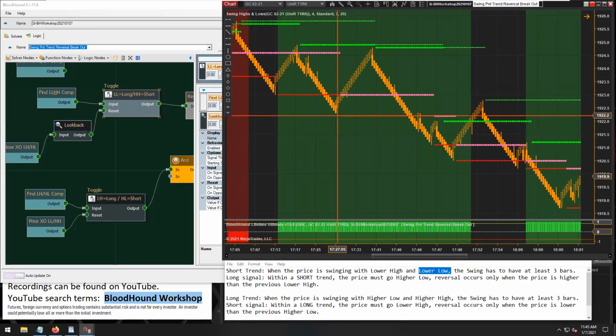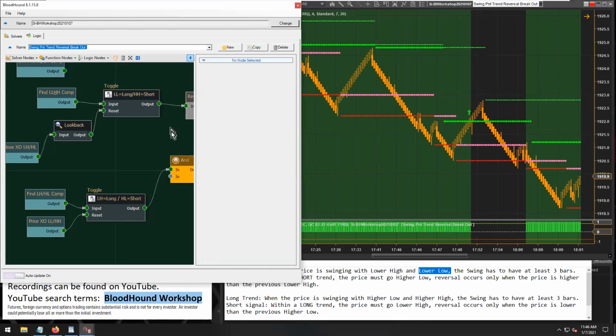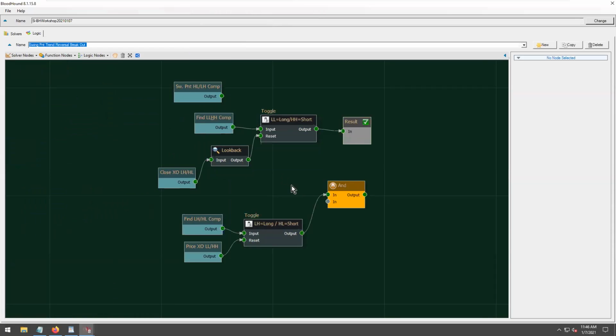And even if we look back here, lower low, lower low, lower low, lower low, and then price crosses our high point. And here's actually another signal. We can infer that there's going to be another signal right there. Move that a little higher. Yeah, another signal right there. And then this toggle node turns off. All right, so we have this working now.